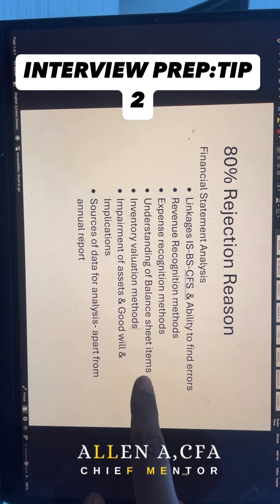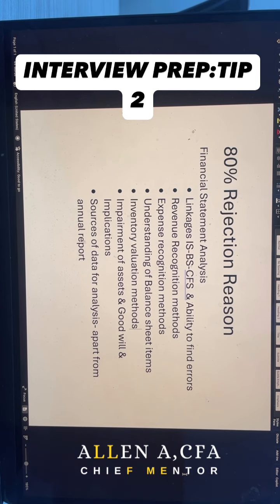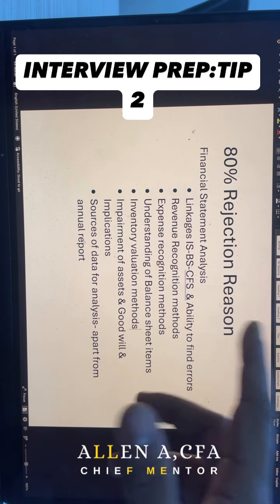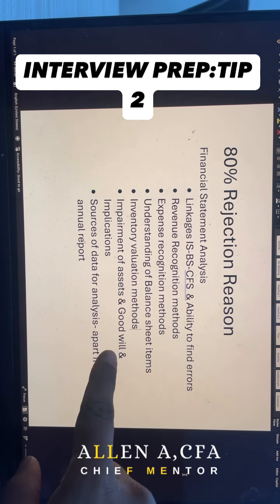Then, understanding very deeply what these balance sheet items mean. For example, do you understand the implication of capital work in progress from an analysis perspective? Then inventory valuation methods, very common. Probably you've been learning FIFO, LIFO methods since class 12th. Then impairment of assets and goodwill, right?